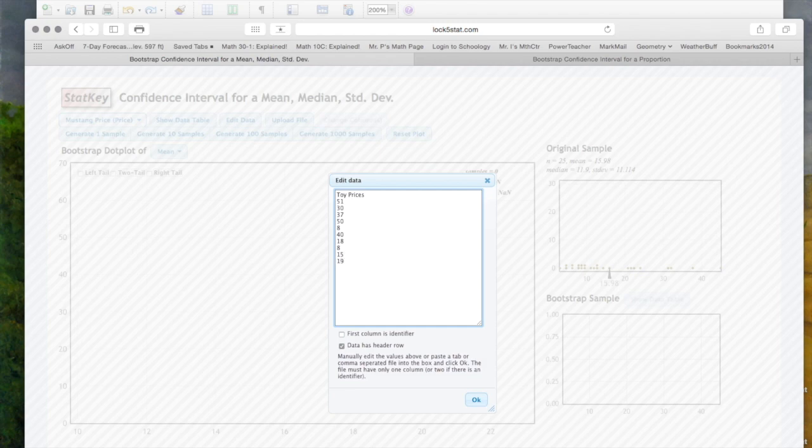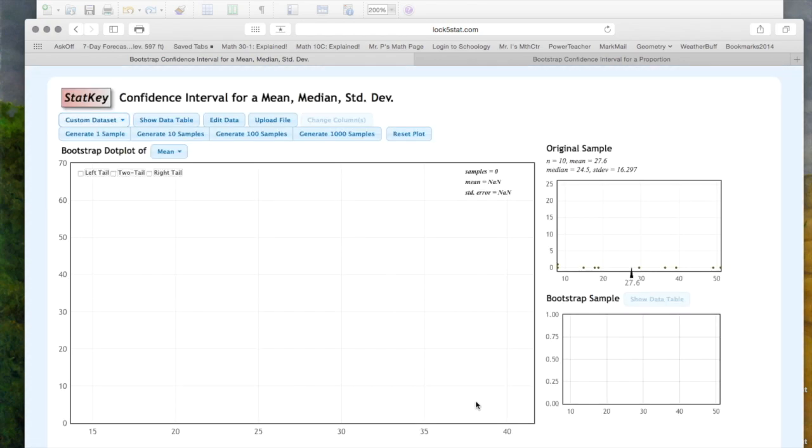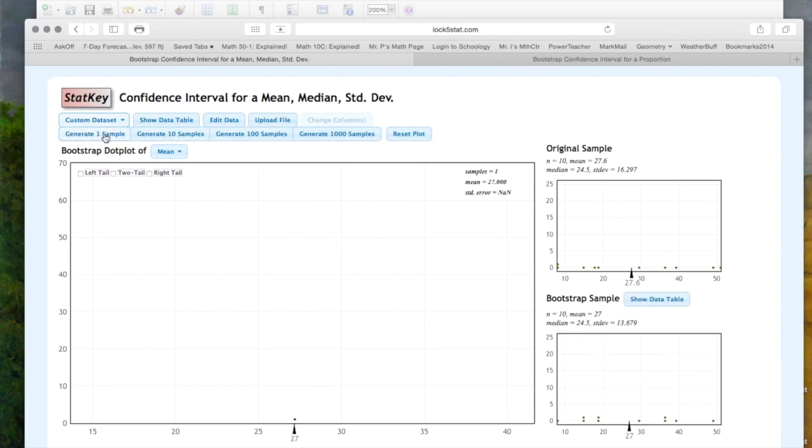So let me make sure I typed in all 10 prices. 1, 2, 3, 4, 5, 6, 7, 8, 9, 10. We just leave everything else exactly the same. So the data has a header row, which means there's actually a name across the board there. If you click OK, hey, it worked. So this is the original sample that I took. And what we did on the graphing calculator, or what I did, is I just generated one bootstrap sample.